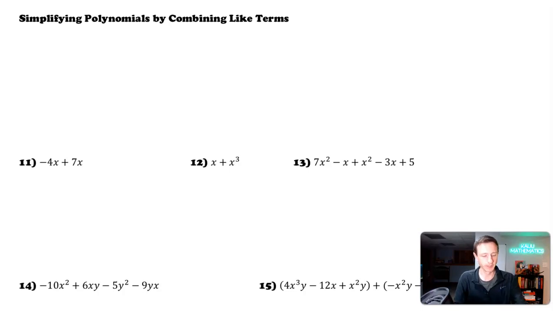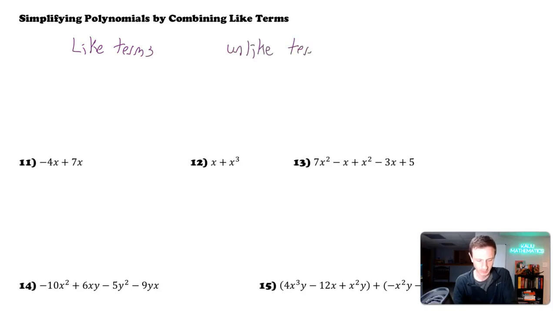Here we're going to take a look at simplifying polynomials by combining like terms. Before we just jump into the problems, let's make sure we understand what like terms are and unlike terms. So not like terms. If you can't identify like terms or unlike terms, then you're going to have trouble combining like terms.